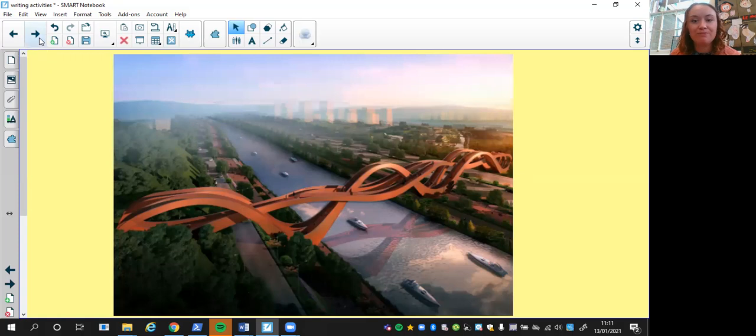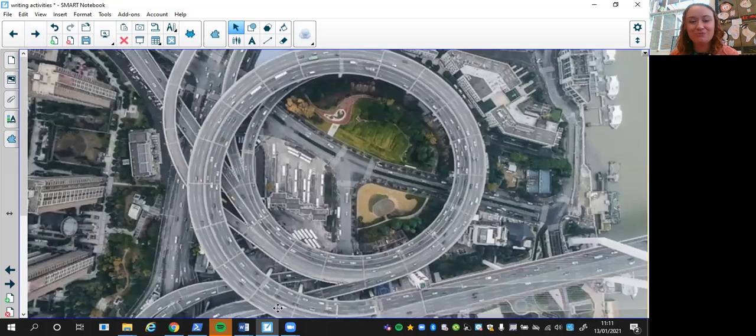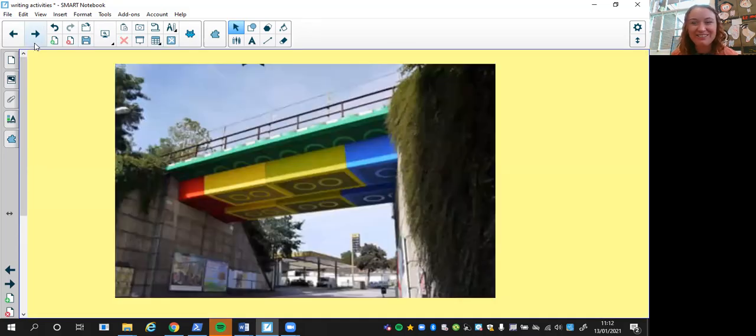Let's have a look at another one. Whoa, it is grey. It goes round and round. My bridge has lots and lots of cars on it. Oh my, it is a rainbow bridge. My bridge is made out of bricks. Goodness, look at that one, how funny.